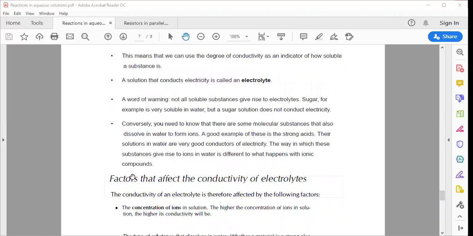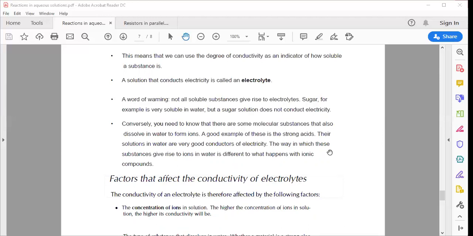Conversely, you need to know that there are some molecular substances that also dissolve in water to form ions. A good example of this is strong acids. If you take sulfuric acid, for example, and dissolve it in water, it will ionize in water, so there will be ions in it. That's why in your car batteries, the electrolyte there is sulfuric acid. Why? Because it has ions, so it's able to conduct electricity. Their solutions in water are very good conductors of electricity.